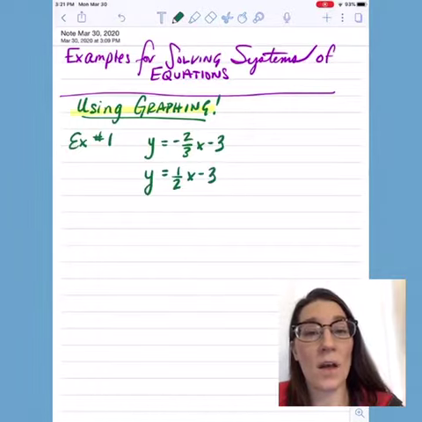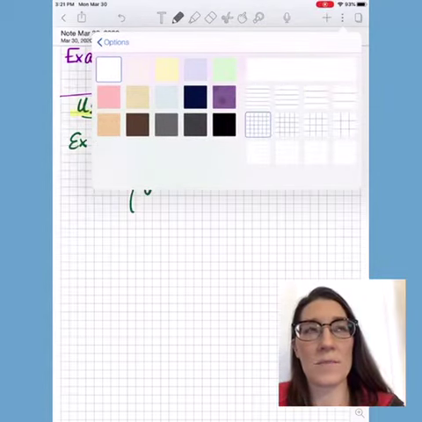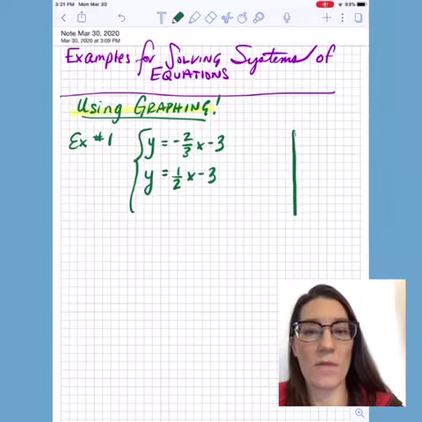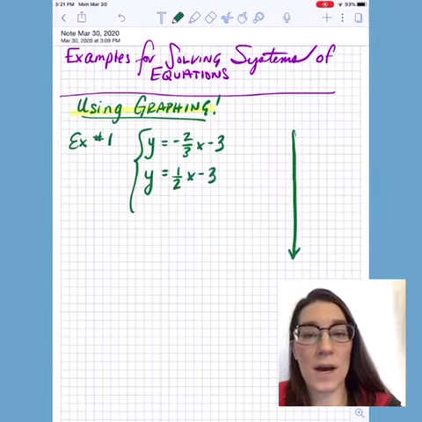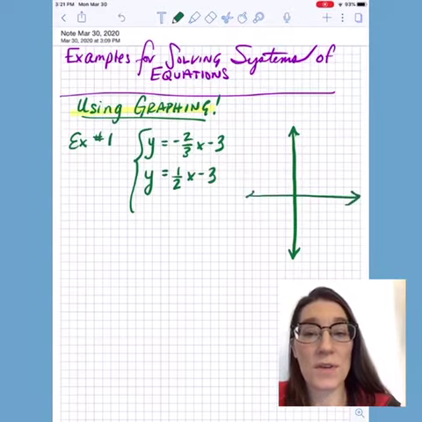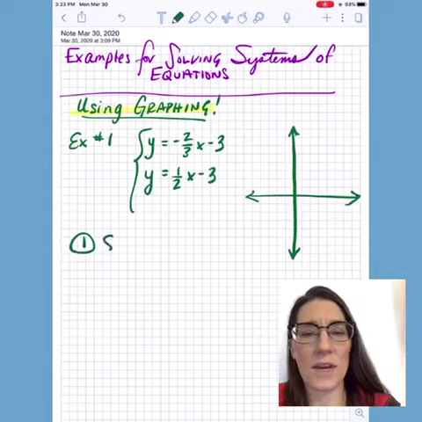There is another video that I'm going to be uploading that'll have a system that has both equations in standard form, where we have to solve for y before we graph. So I changed this to graph paper because that's how we solve using graphing. And I put a little axis there in green.